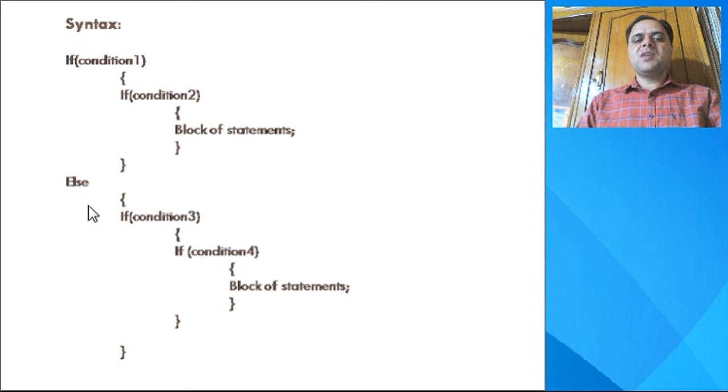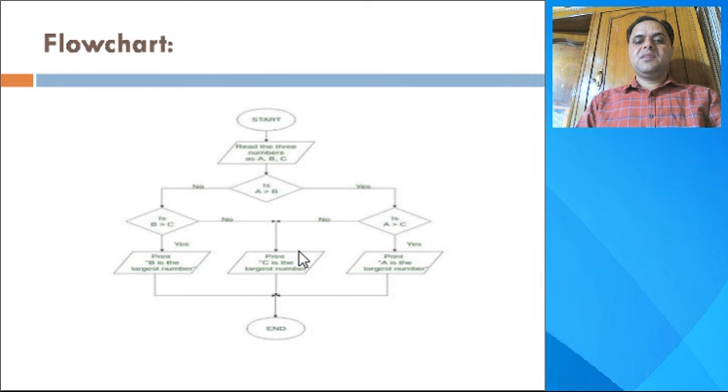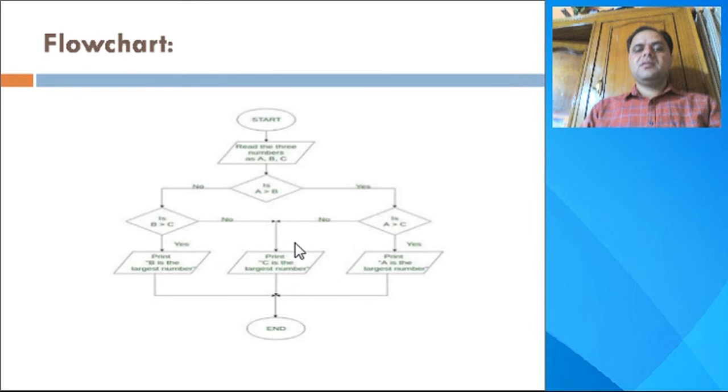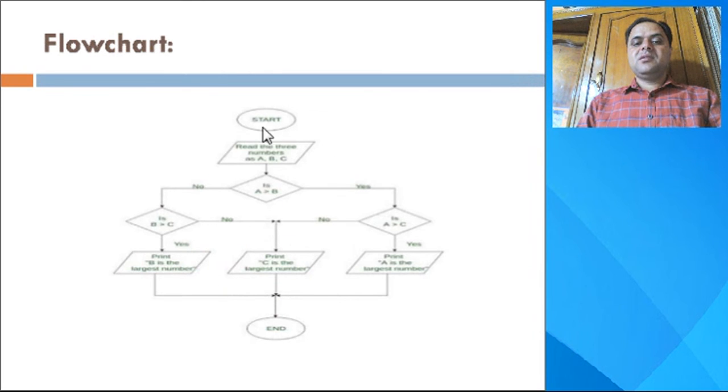Control directly goes to the else part, and it will check condition 3, and if condition 3 is true, then it will check condition 4, and if condition 4 is true, then this block will be executed. So for execution of this block, we require condition 4 true, condition 3 true, but condition 1 false. This is the general syntax, and this is the flow chart.